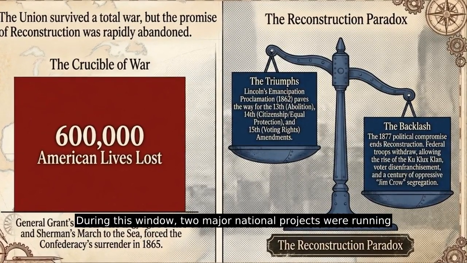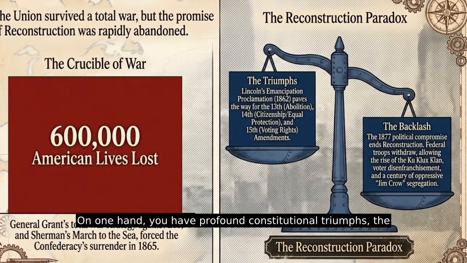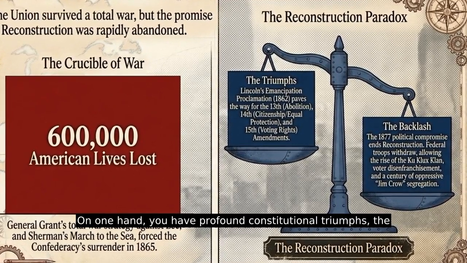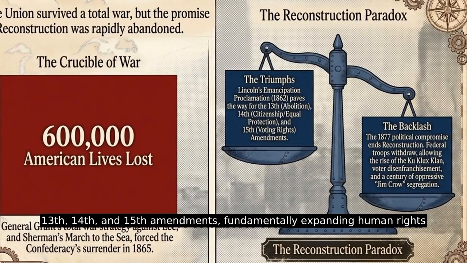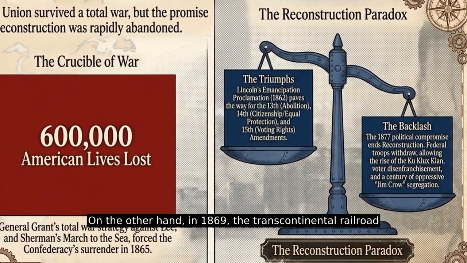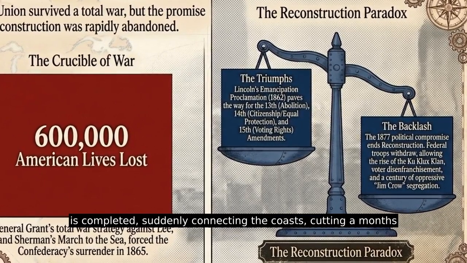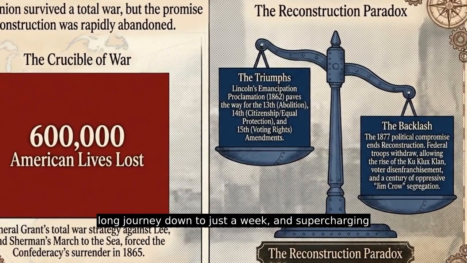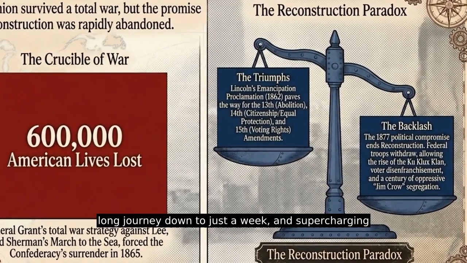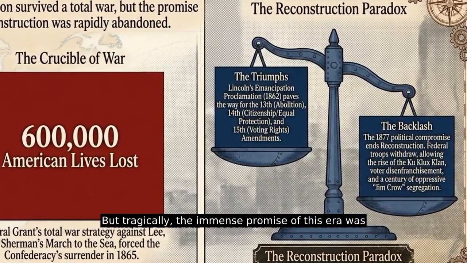During this window, 2 major national projects were running at the exact same time. On one hand, you have profound constitutional triumphs, the 13th, 14th, and 15th Amendments fundamentally expanding human rights and citizenship. On the other hand, in 1869, the Transcontinental Railroad is completed, suddenly connecting the coasts, cutting a months-long journey down to just a week, and supercharging Western settlement. But, tragically, the immense promise of this era was cut short.